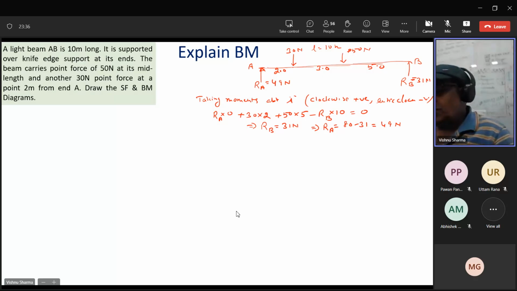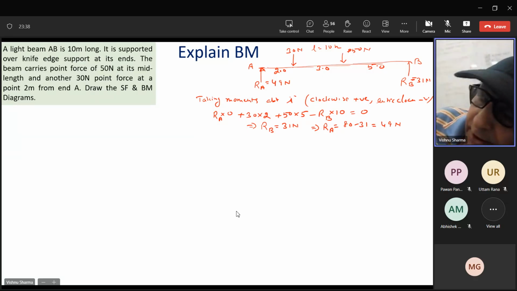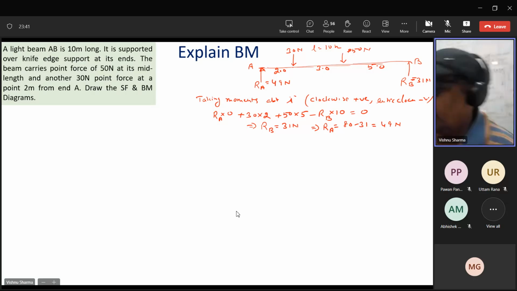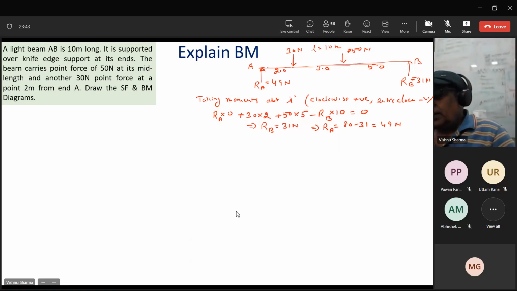Any questions up to this step? The second step is done. Reactions calculated and loaded on the diagram. Any questions up to this point, guys?